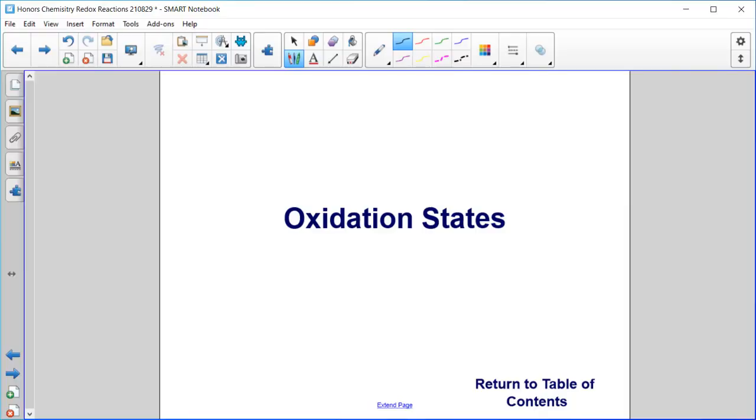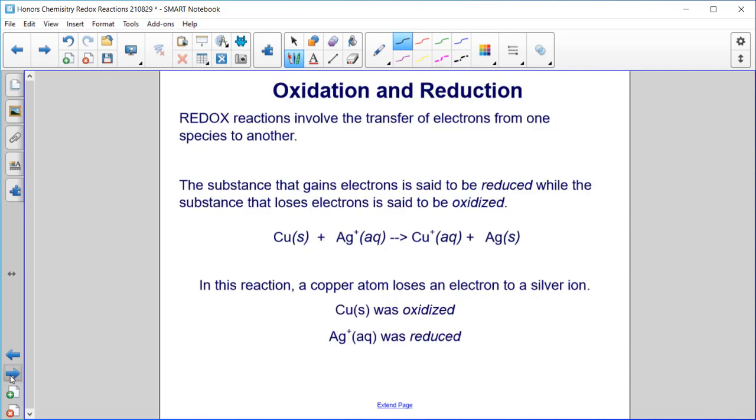In this section, we're going to discuss oxidation states. First, what is oxidation and what is reduction? They work together in what are called redox reactions, which involve the transfer of electrons from one species to another. The substance that gains electrons is said to be reduced, while the substance that loses electrons is said to be oxidized. So let's look at this example that we have here.